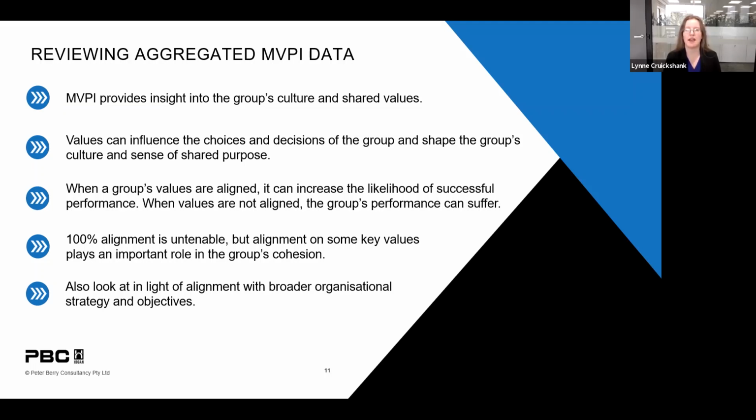So generally what we're looking at is, where are we seeing the group's values tending to align? If there is a high level of alignment, that can be very positive in contributing to successful performance and to that sense of cohesiveness in the team. Whereas if we see a lot of misalignment around values, that can have an impact on performance and cohesiveness, perhaps bringing some tension into the team. Of course, you're never going to get 100% alignment, but you want some level of alignment to help feed into that sense of cohesion in the team.